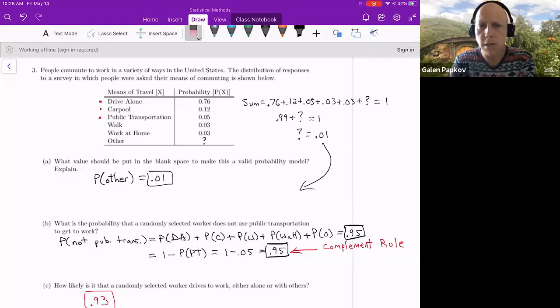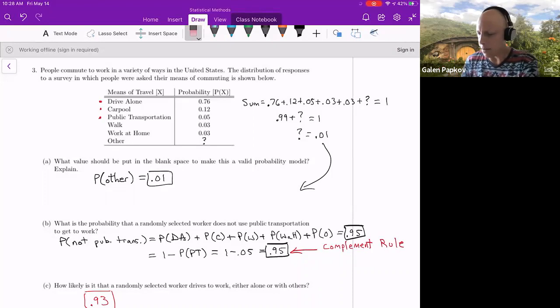B, what is the probability that a randomly selected worker does not use public transportation to get to work? So there's a few ways you could do this. Not use public transportation, you could add up 0.76, 0.12, 0.03, 0.03, and 0.01. Or you could take public transportation of 0.05 and realize that everything else but that 5% is not public transportation. So 1 minus 0.05 gets you to 0.95, and that's called the complement rule, because 1 minus public transportation will give you not public transportation.